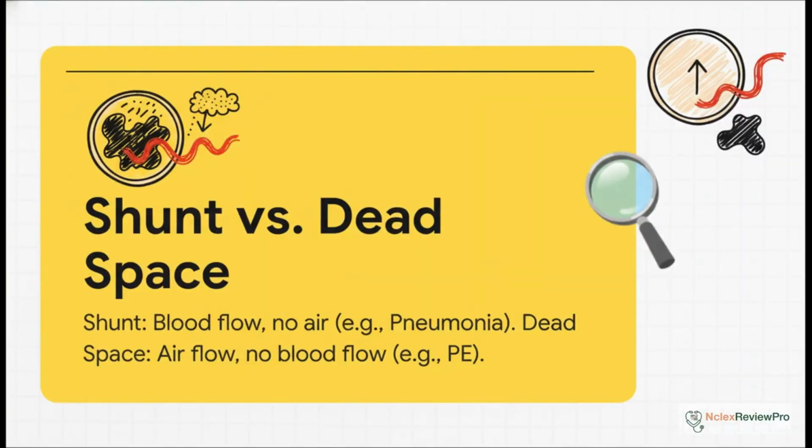Understanding this difference is key to figuring out why some patients get better with oxygen and others don't. Think of it like this. With a shunt, like a pneumonia, the road is open, but it's completely flooded with junk, so the air can't get through. With dead space, like in a PE, the road is clear, but a giant roadblock, a clot, is preventing any cars or blood from getting there.